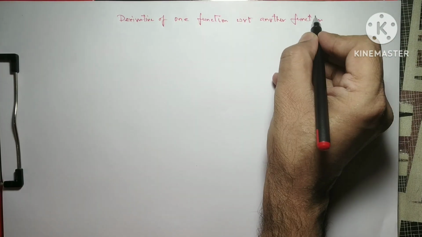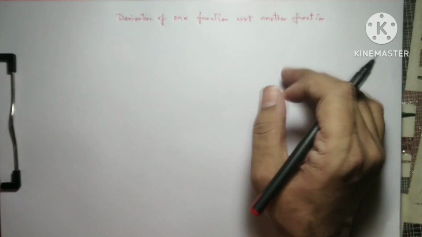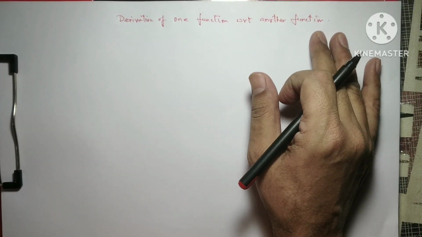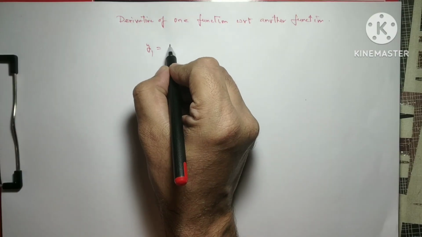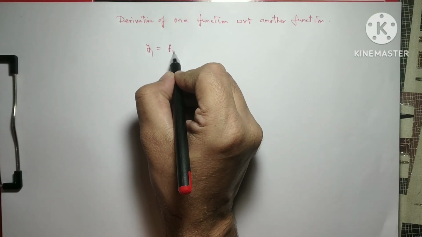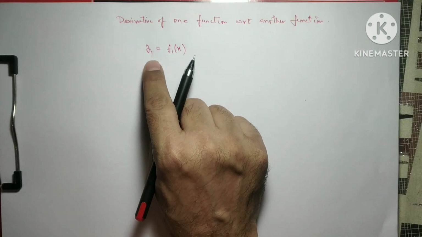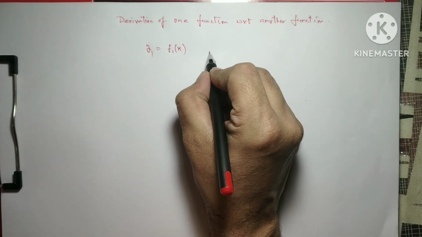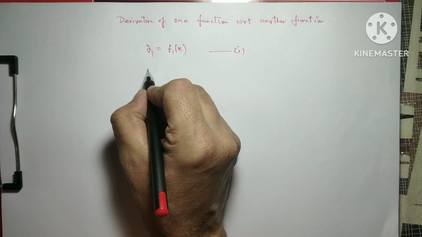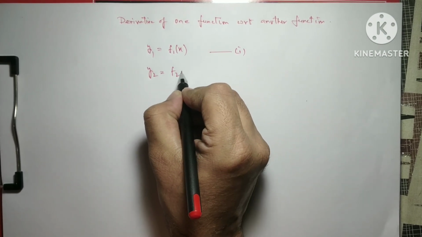हेलो। हमारा टॉपिक है डेरिवेटिव ऑफ वन फंक्शन विद रिस्पेक्ट टू अनदर फंक्शन. Like we have function y1, it is f1(x), means first function is y1 or f1(x). ठीक है, this is first function. And same way में we have another function y2, that is f2(x).